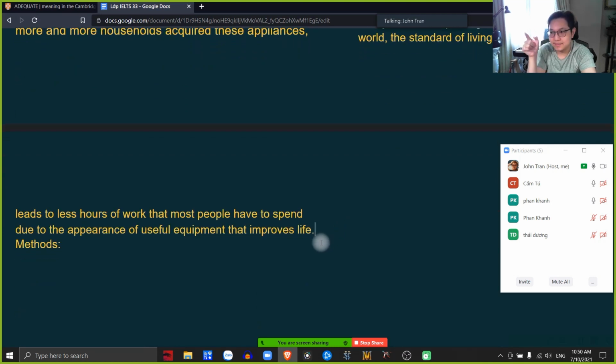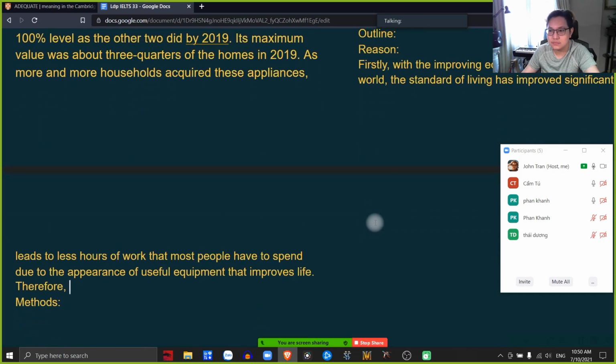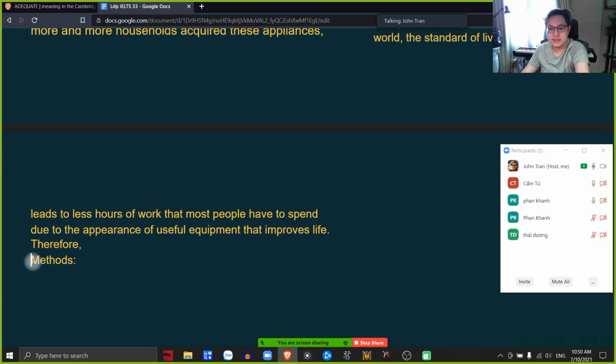So B will lead to C. Cái B sẽ dẫn cái C. So less hours of work people have to spend. Therefore, vì thế thì sao? Therefore, less hours of work will lead to what? People become more curious, right? People have more free time and more curious. Therefore, they, because we mentioned people before, right? Chúng ta nhắc đến people trước đó rồi, cho nên chúng ta có thể dùng chữ they để tham khảo đó, để mà nhắc lại. We can use they, because we already said people before, so you can use they here to refer to the word people, no problem.